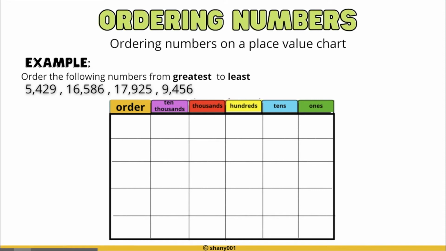Let's go ahead and do another example. Order the following numbers from greatest to least. Greatest to least. Big to small. So when you are ordering them, make sure to write number 1 on the biggest number.